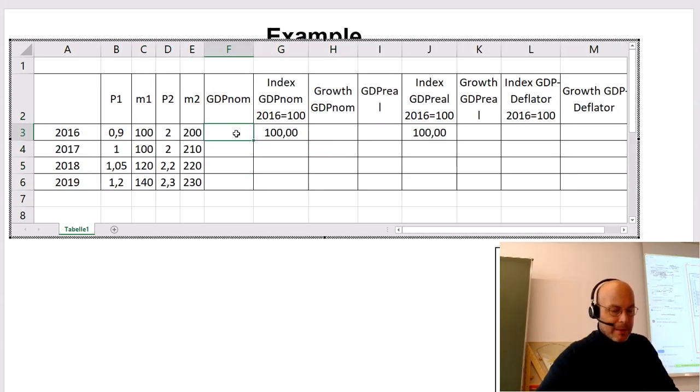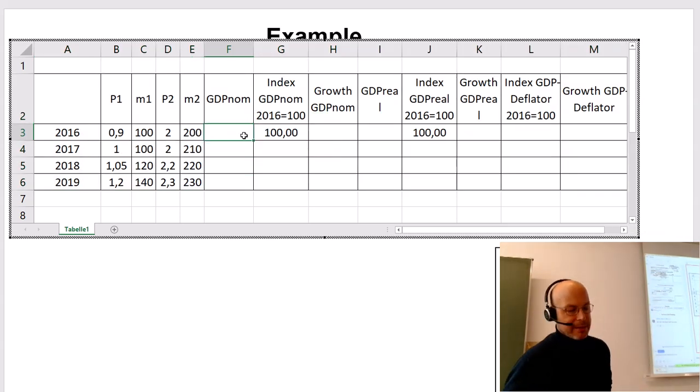Okay, so if in 2016 we want to calculate nominal GDP, just using our definition, all goods and services, we have here only two goods, which were produced with quantities 100 and 200 and their market value, and summing up. So what do I have to do in order to calculate nominal GDP?